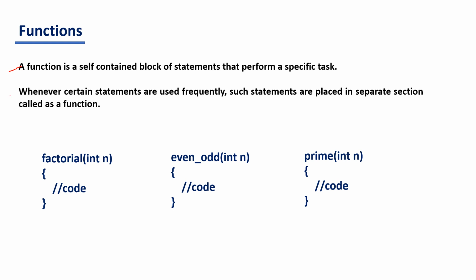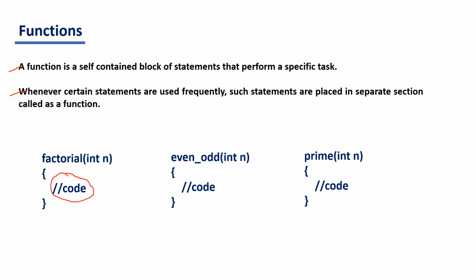And what the second statement is saying here: if any statements are used frequently, then such statements are placed in a separate section. Now let us take, if I want to find out the factorial of a number, assume that it consists of three statements. Those three statements are common for finding the factorial of any number. Then such three statements are placed in a separate section called a function. Now assume that those statements are placed here.